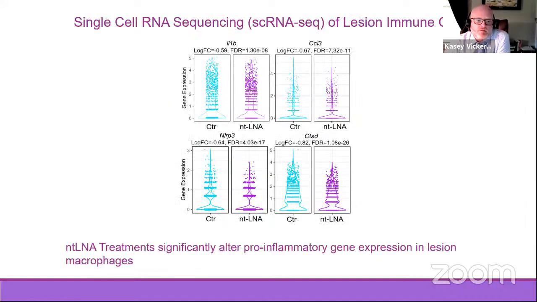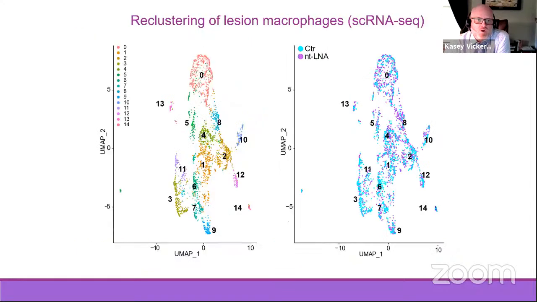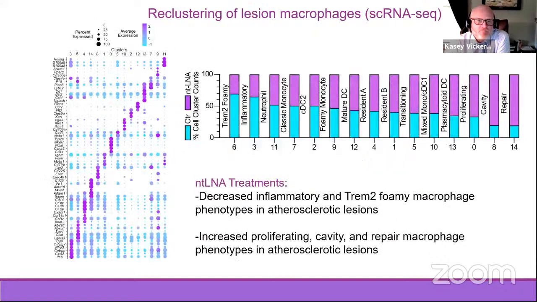Overall, if you look at the gene expression in cells that were called to be macrophages, we found a significant reduction in pro-inflammatory genes of just pan macrophages that were called. So IL-1 beta, NLRP3, CCL3, some of these other inflammatory genes were significantly downregulated. We then did a reclustering to dive into the macrophage subphenotypes, and we found, I believe, 14 different macrophage subphenotypes that we were evaluating.